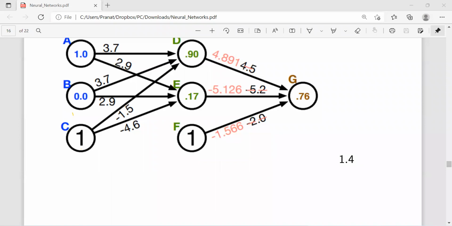Once we have calculated this for a single neuron, let's say this gth neuron, we change the weights. G and D neurons are connected by this weight, right? So how do we change the weight for this dth neuron, which is connected to the gth neuron?